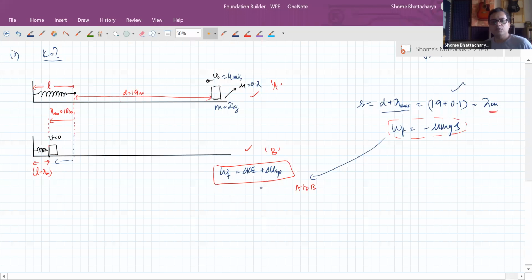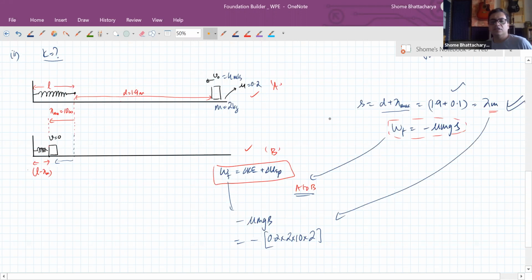So from A to B, the work done by friction will become minus mu mg s. So that will become minus of 0.2 into the weight of the block, which is 2 into 10, into the total displacement, which is 2 meters, which you are seeing here. It's 2 meters. And we're substituting this value, 2 meters. So this should be equal to the change in kinetic energy plus the change in potential energy.